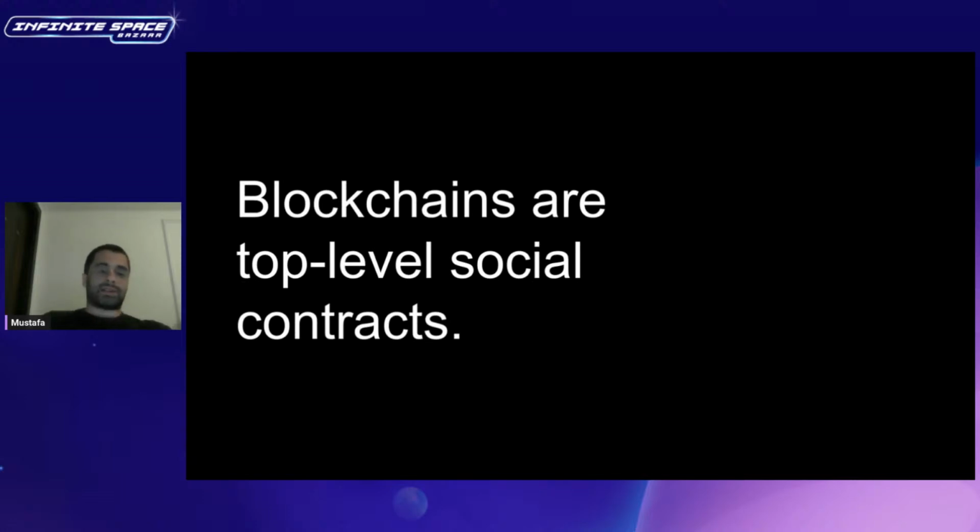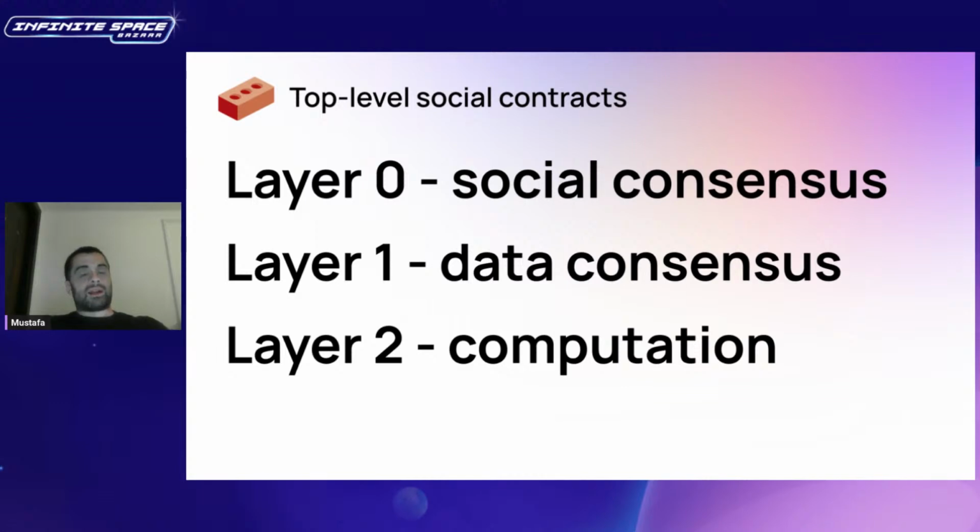So you can think of blockchains as what I describe as top-level social contracts. I'll describe what a social contract is in a second, but you can think of blockchains as having three layers. You obviously have the data layer, which is layer 1, and layer 2 is computation, which is what the rollups do. That's the standard definition of layer 1s and 2s: you have the data layer and then rollups. But there's a lot of debate about what layer 0 is. In this context, I would actually say layer 0 is social consensus.